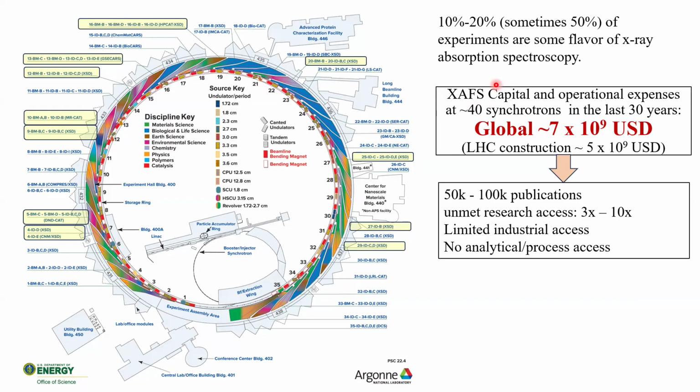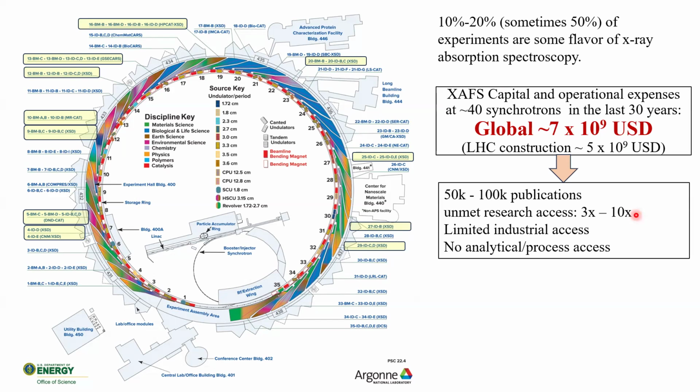Of course, the synchrotrons are overwhelmingly user facilities, where there's a proposal process in which the reviewing team tries to choose the most promising, most cutting-edge science to give access. And that's resulted in somewhere between 50 and 100,000 publications using this technique. But typically, there's an unmet demand that's anywhere between 3 times and 10 times, depending on where you are in the world. There's limited industrial access, and there's certainly no analytical or process access. So XAFS as a technique is not a part of routine analytical chemistry, at least at synchrotrons.